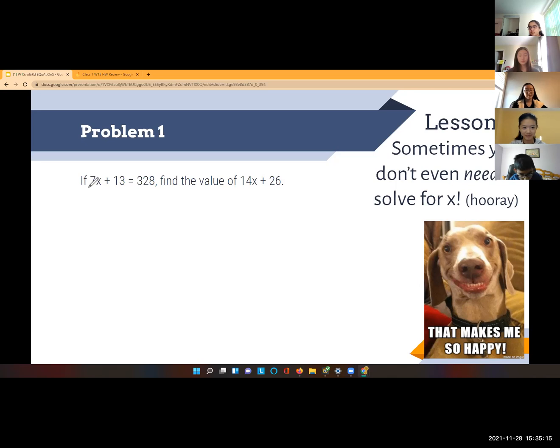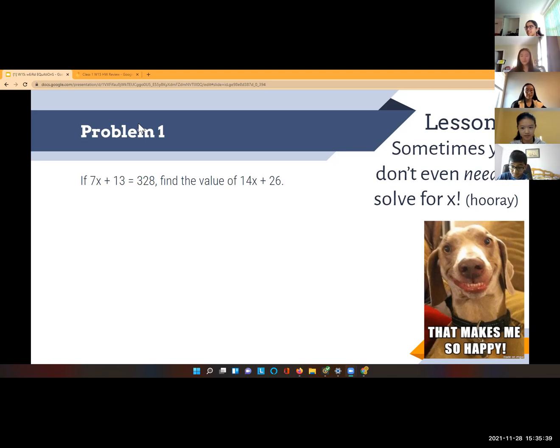So we have 7x plus 13 equals 328, and we need to find the value of 14x plus 26. What's the easiest way to go about doing this? Type in the chat, what strategy should we use? I think 2 of you already got the answer. How did you get that answer?